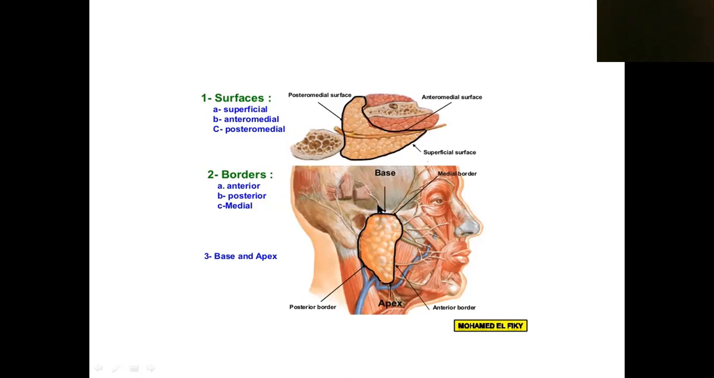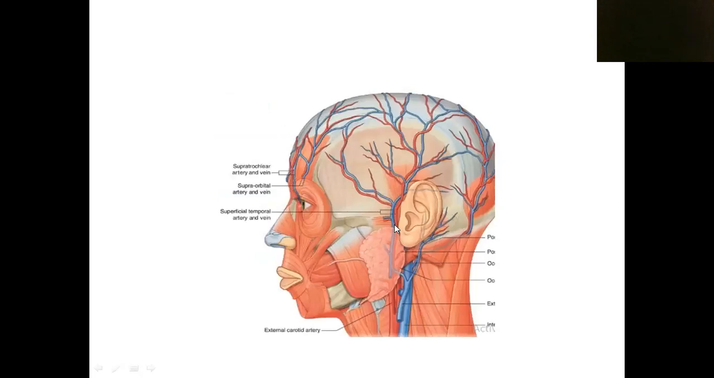Then here we can see one nerve. That one is the auriculotemporal nerve. And in this diagram, we can see some vessels. These are the superficial temporal artery and the superficial temporal vein. Together we can call them the superficial temporal vessels.